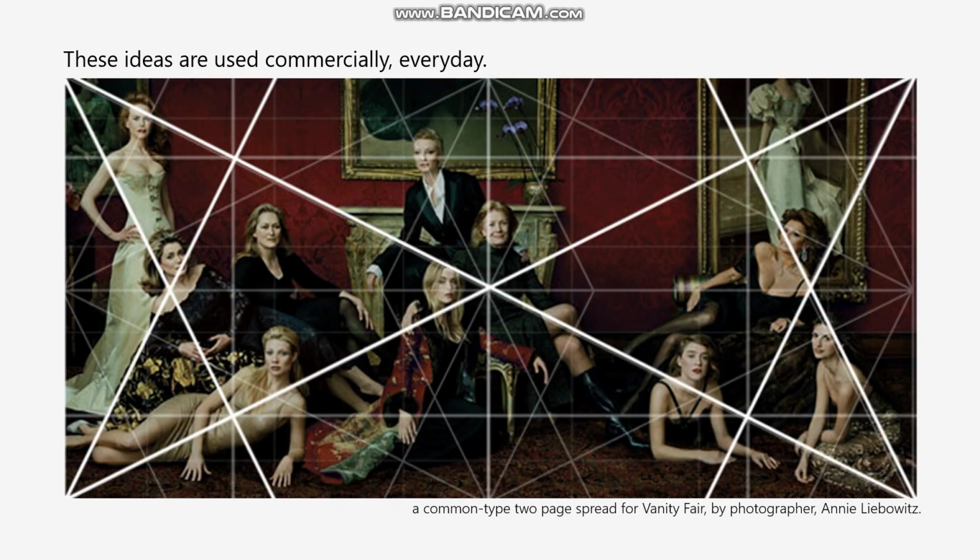Okay, so that's pretty much the end of the lecture. I ended on this Annie Leibovitz spread. I don't think there's anything else, yeah, that's it.